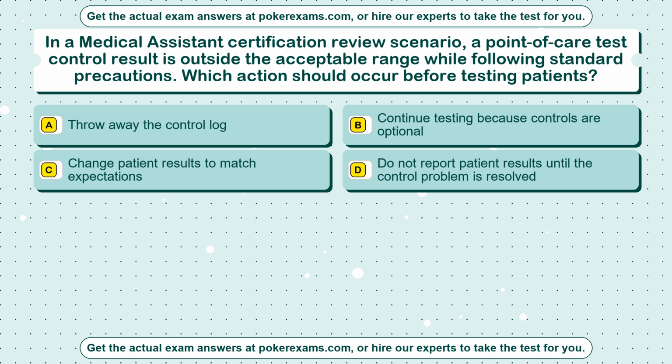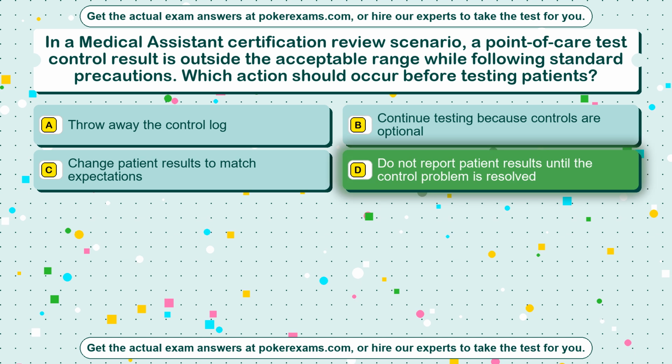Option A, throw away the control log. Option B, continue testing because controls are optional. Option C, change patient results to match expectations. Option D, do not report patient results until the control problem is resolved. The correct answer is option D, do not report patient results until the control problem is resolved.